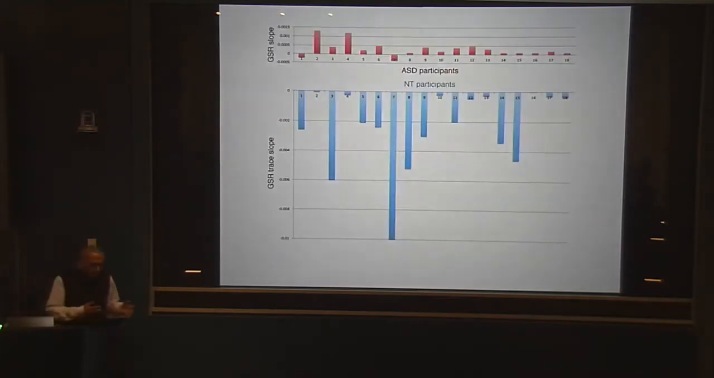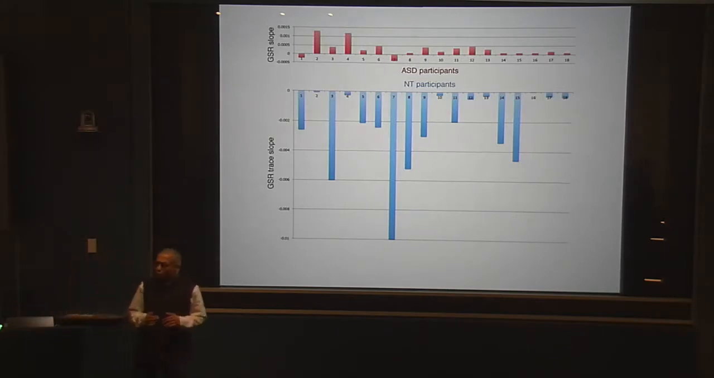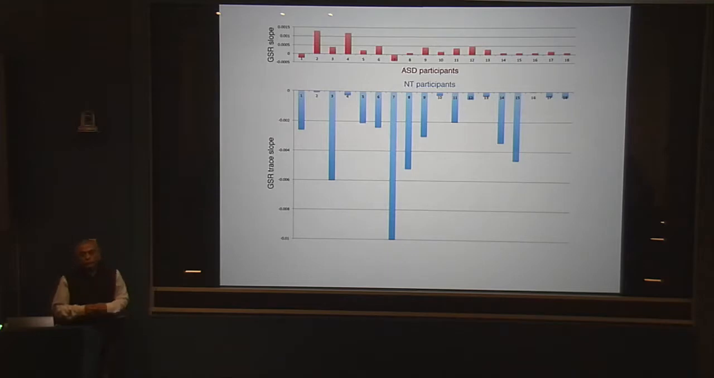Here, I'm plotting the slopes of the lines of best fit for each of the individual GSR plots. In blue are the neurotypicals, in red are the autistic subjects. And you notice that all of the neurotypical subjects exhibit negative slopes corresponding to habituation. Almost all of the autistic participants exhibit positive or 0 slopes, indicating no habituation. So we were surprised to see this level of consistency across the subjects. And we wanted to look at this a little more closely.